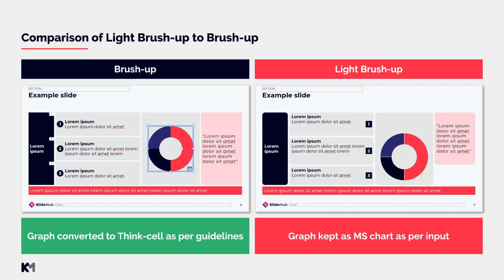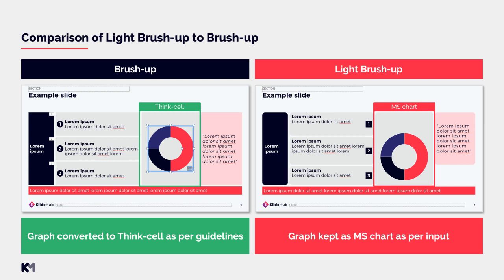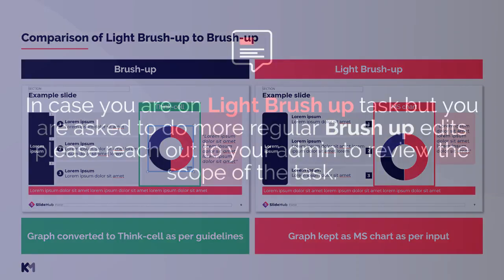And now we are coming to the last point of what we would do in the brush-up but not in light brush-up, and that is conversion of the graphs. If the guidelines say that all the graphs need to be converted to ThinkCell, in the brush-up task we would do so and we would convert the graph to ThinkCell. In the light brush-up we would keep graph as per input, so in this case MS chart.